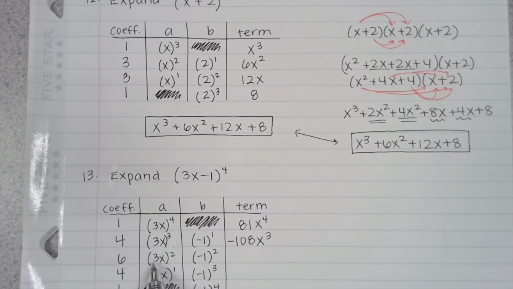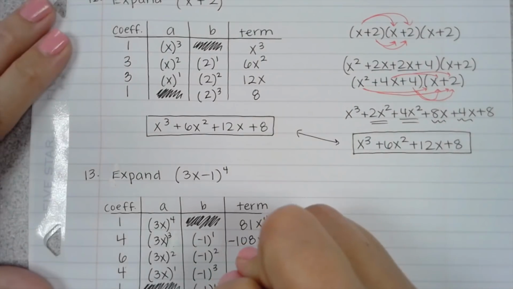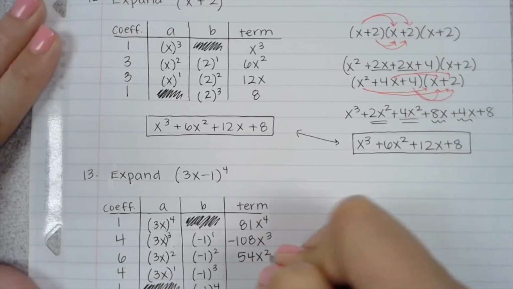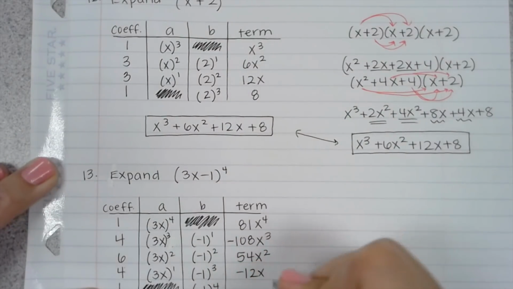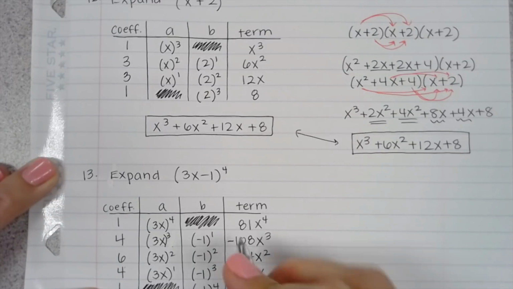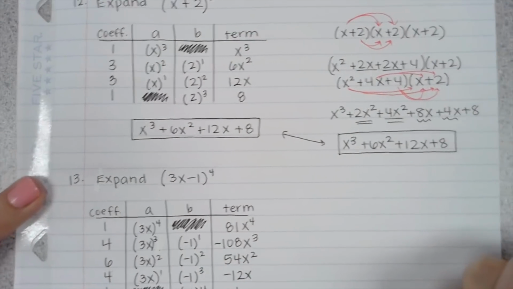On the next one, 3 squared is 9. 9 times 6 is 54. And then -1 squared is +1. So this one is going to stay positive. 3 to the 1st is 3. 3 times 4 is 12. But -1 to the 3rd power, -1 times -1 times -1 is -1. So this is going to be -12x. And then I'll finish my last term, -1 to the 4th power is +1. So my last term is just a 1.